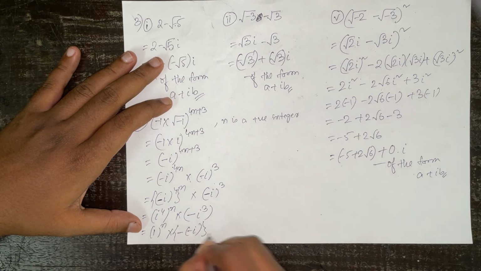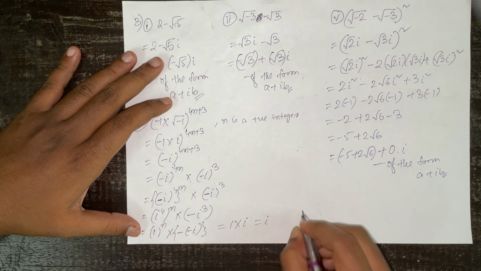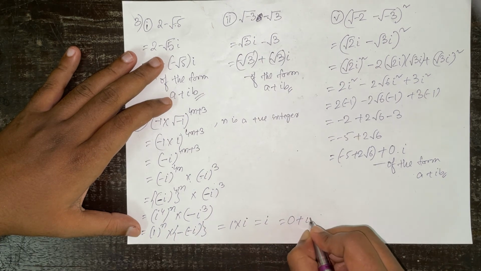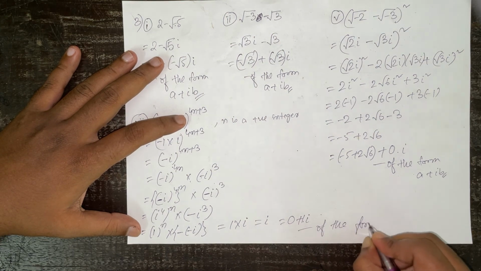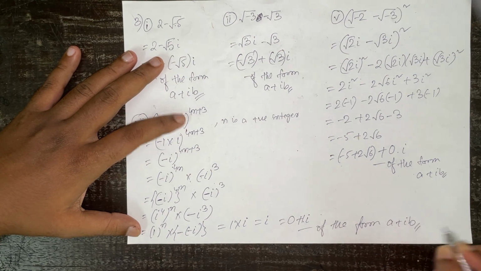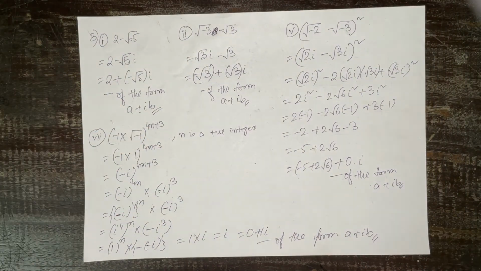We have seen that earlier. So ultimately what do we get? We get 1 into i, which is i. So we can write 0 plus 1 into i, so of the form a + ib. So in this video we have seen the very basics of complex numbers.